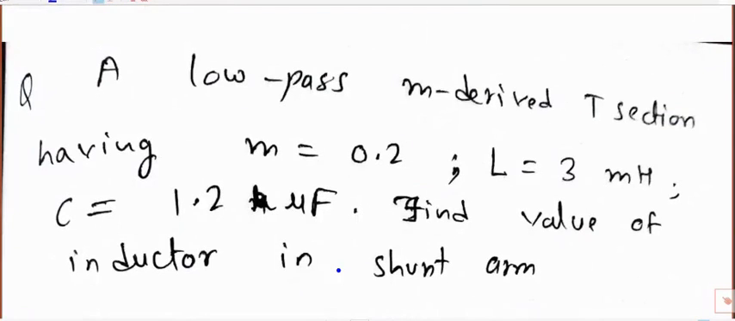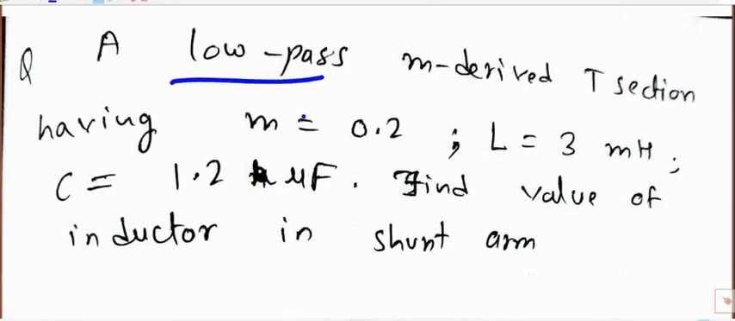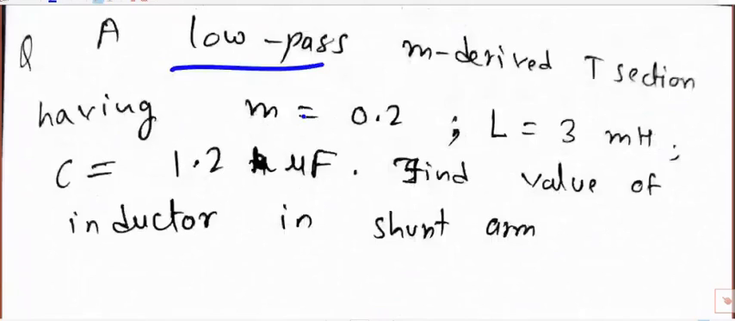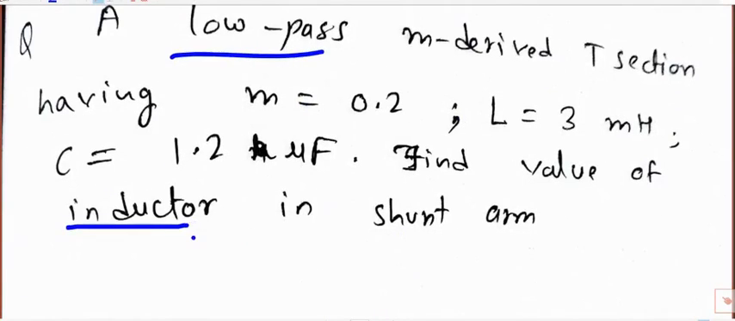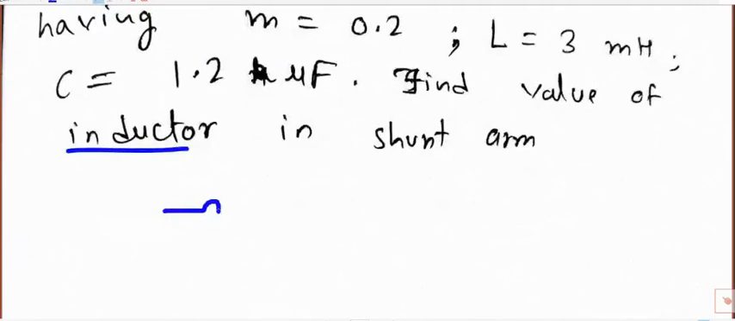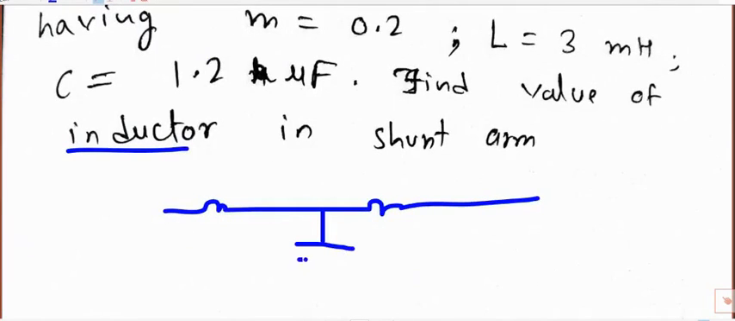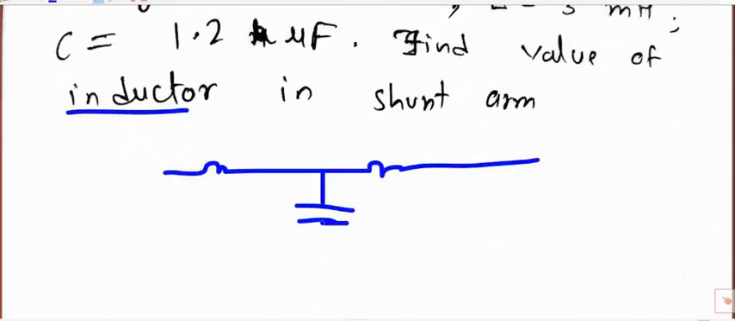Next question. A low pass M derived T section having M equal to 0.2, L equal to 3 millihenry, C equal to 1.2 microfarad. Find the inductor in the shunt arm. You must draw the low pass diagram. M is given, L is given, C is given. We have to determine the inductor in the shunt arm. This is the diagram of the M derived low pass filter. Again, you can pause the video and try, and then you can see the solution.